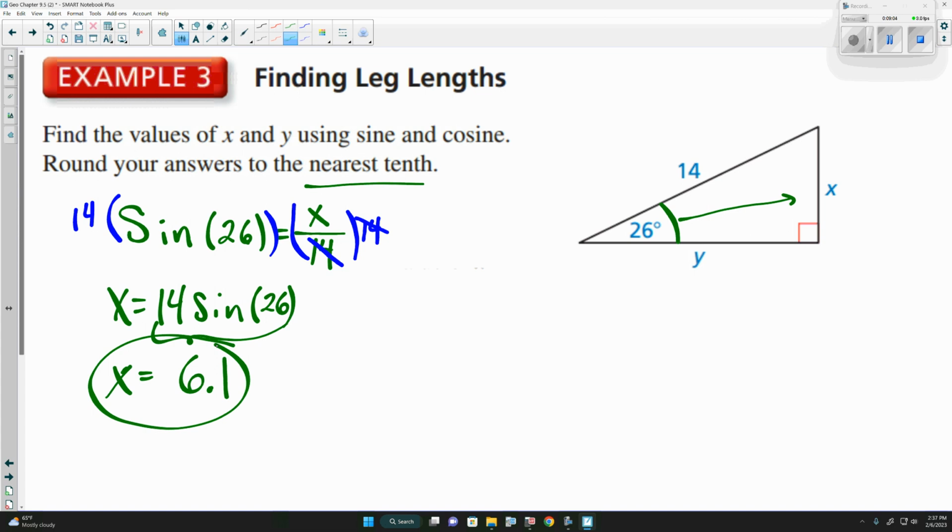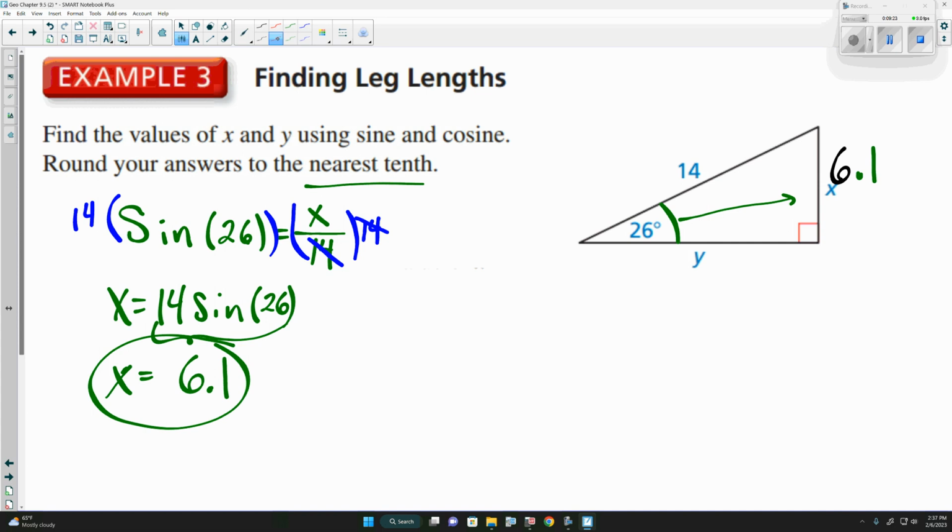Yeah, it multiplied it. It took the value of sine of 26 and multiplied it by 14. Now, that gave us the opposite side and the hypotenuse.